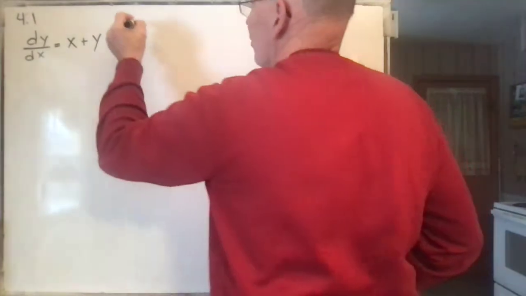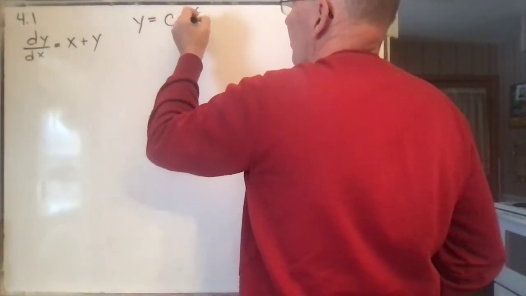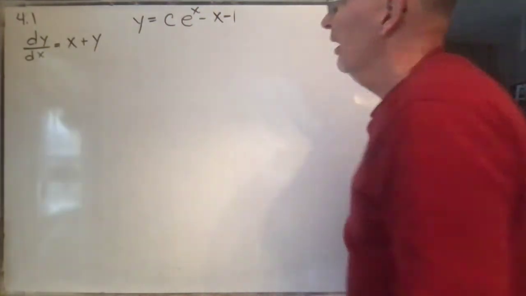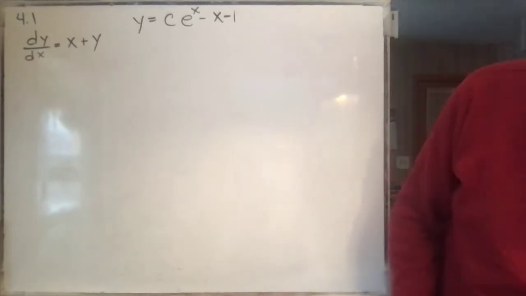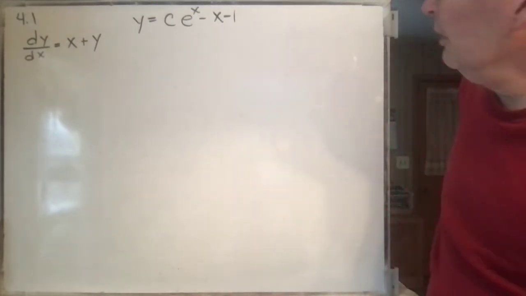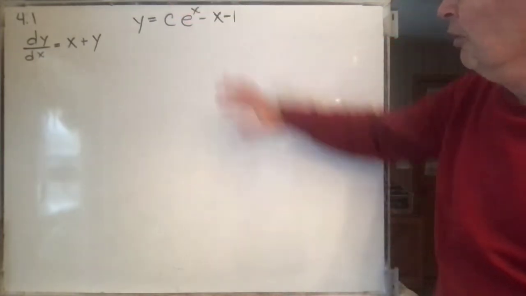Recall that the solution was y equals c e to the x minus 1. Depending on the initial condition, you get different values of c there. Okay, that was the solution. But anyway, suppose we didn't know that. We do happen to know it because we solved it.